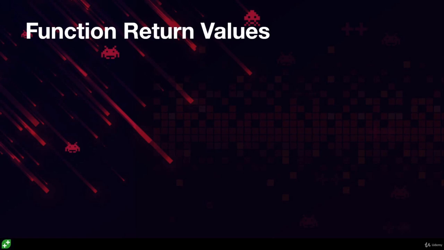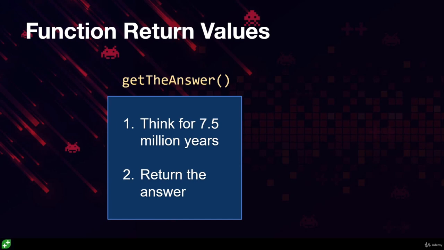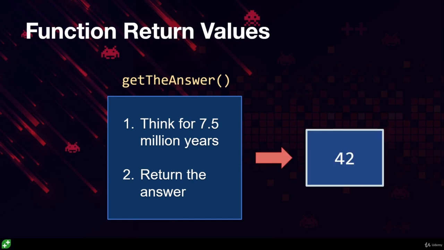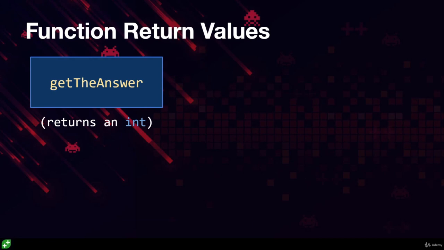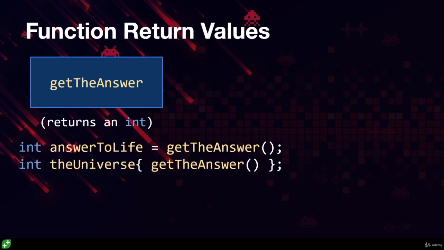Now, we know functions can take inputs, but some functions can also return output. These functions perform their tasks just like any other, but the difference is that they actually produce return values. So when a function produces output, that return value can be used to initialize a variable, either by use of the assignment operator or braced initialization.